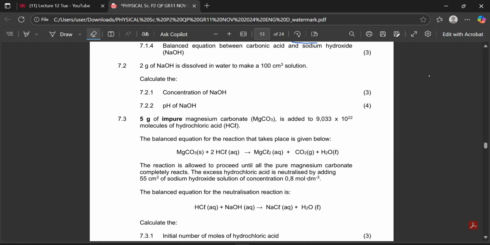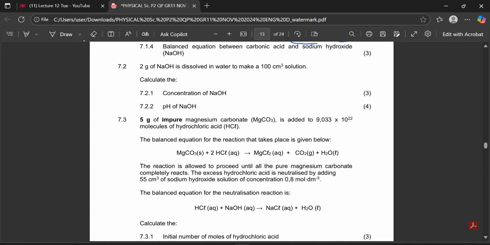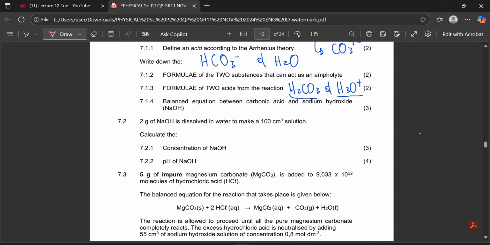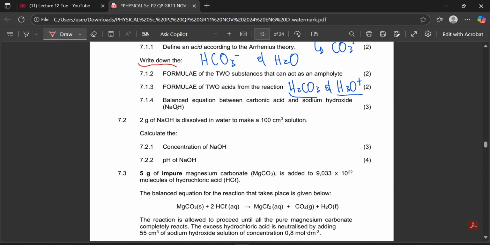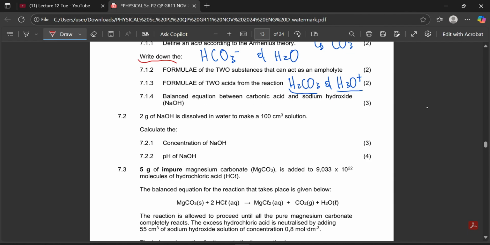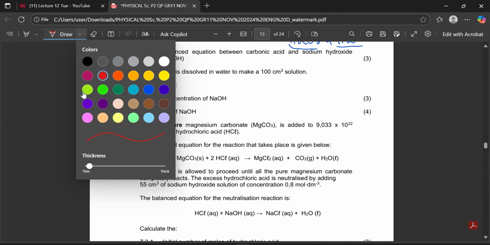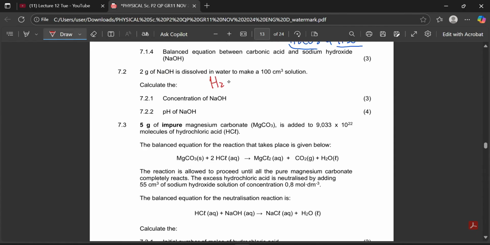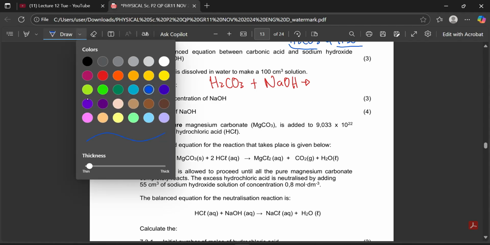Okay, now what do we look at? 7.1.4 says write down the balanced equation between carbonic acid and sodium hydroxide. Sorry, I got a little confused there. So they say write down the balanced equation between carbonic acid and sodium hydroxide. So we now know that carbonic acid is H2CO3 and we react it with sodium hydroxide. So what would our balanced reaction be? Remember, first with second, second with first.